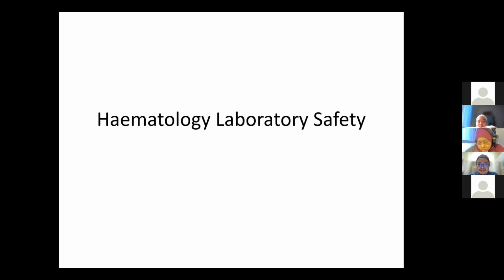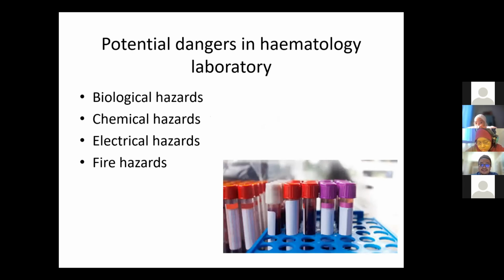Okay, hematology lab safety. Let's continue. Potential dangers in the hematology lab. What are the potential dangers? It could be biological, as we use blood samples. Chemical hazards, because of the reagents that we use. Some of them are toxic, so we use them in small quantities. Electrical hazards because we are using equipment, and fire hazards. This is true of any kind of lab.